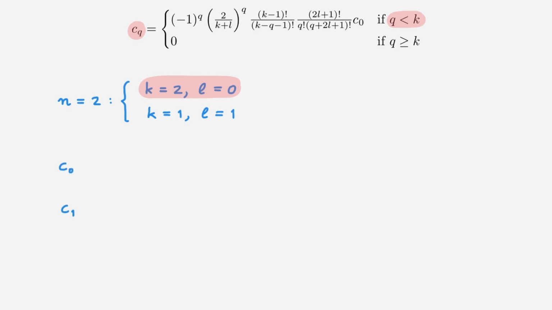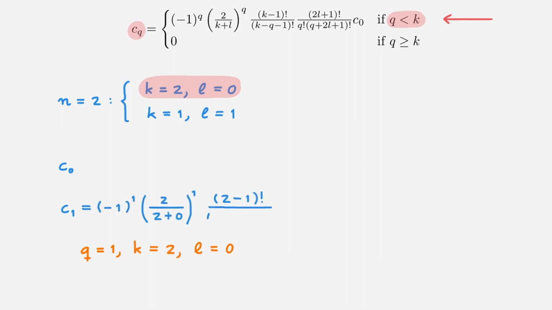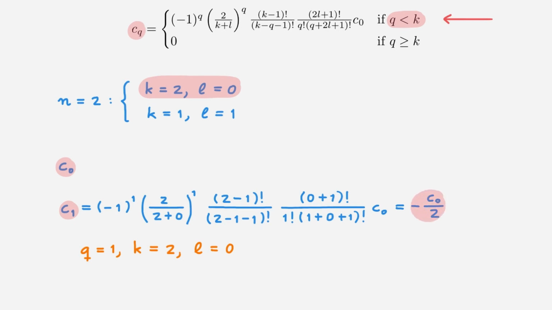and C1. Using the expression in the first line at the top here, we can plug in the values q equals 1, k equals 2 and L equals 0 to write C1 as equal to this long expression. And it trivially evaluates to minus C0 over 2. So, the power series has two non-zero expansion coefficients, C0 here and C1 here, which we can write in terms of C0 like this.